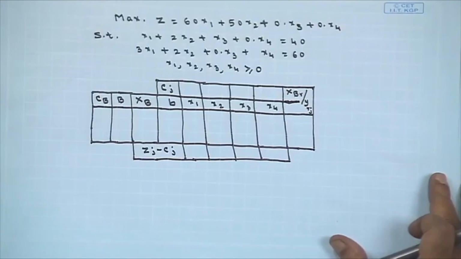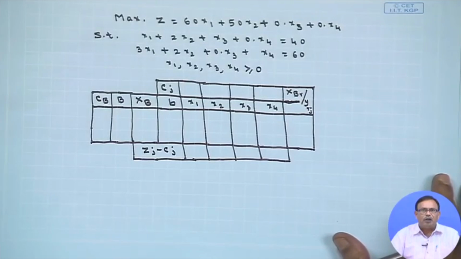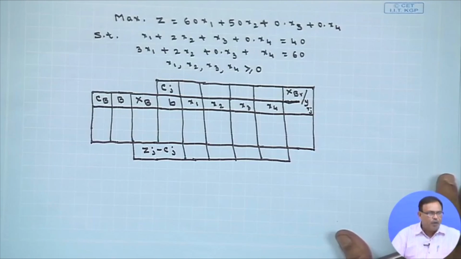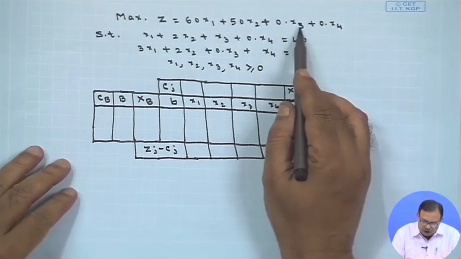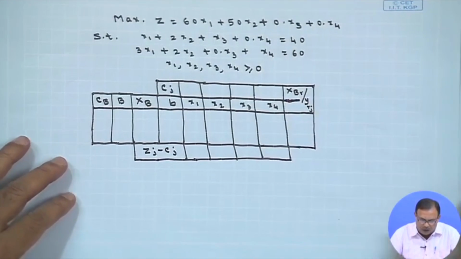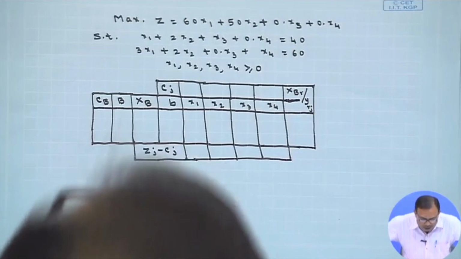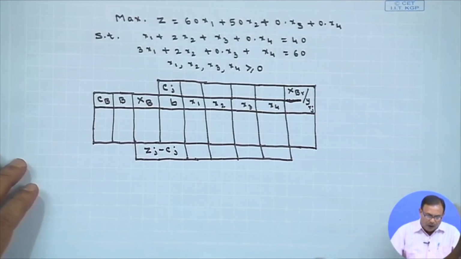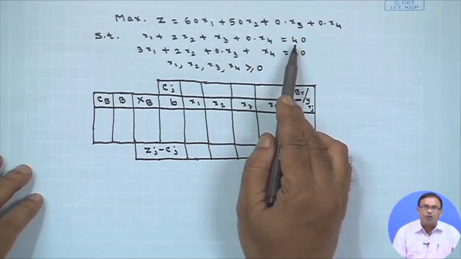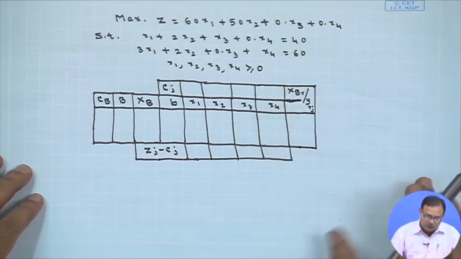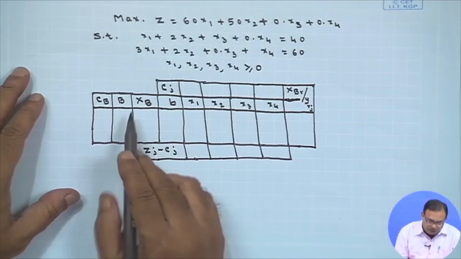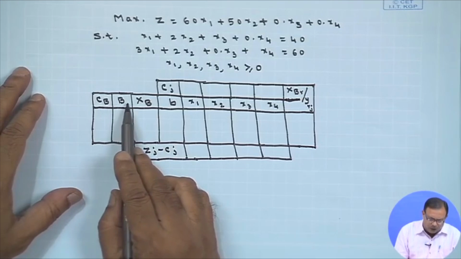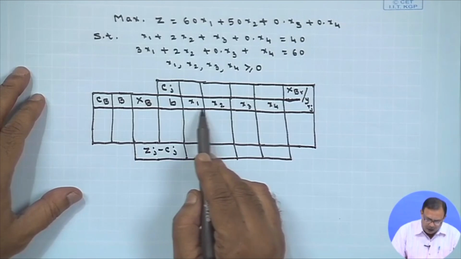Suppose you have a function, I have to maximize z equals 60 x1 plus 50 x2 plus 0 into x3 plus 0 into x4. I will come to why I am writing this one. Subject to these constraints, the constraints should always be equalities. So, we represent it in a tabular form like this, where we will discuss what CB, B, XB, x1, x2, x3, x4, Cj are.